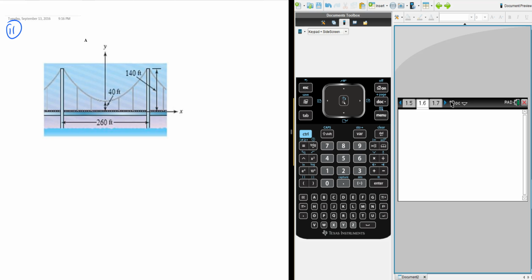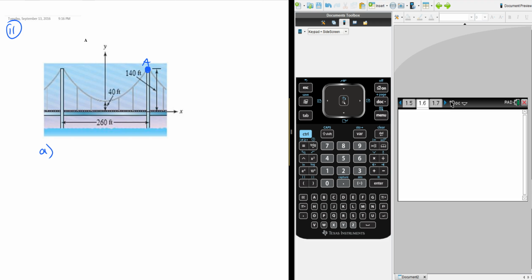Okay, number 11. You've got a bridge being held up by some suspension cables. It says the bridge is 240 feet long, has towers at both ends that are 140 feet tall, and the cable comes within 40 feet of the ground. There's a dot right here, that is point A. It says, what is the vertex of the parabola?